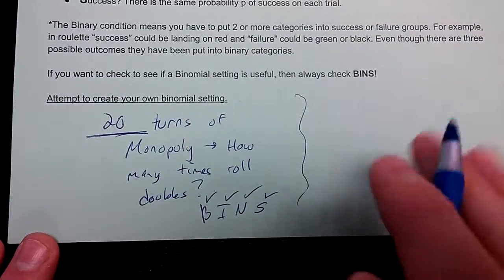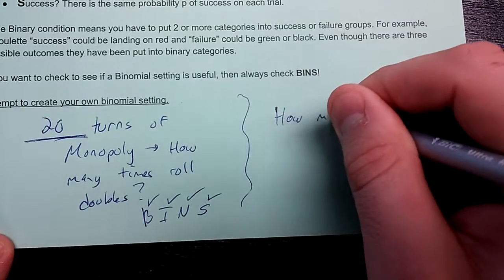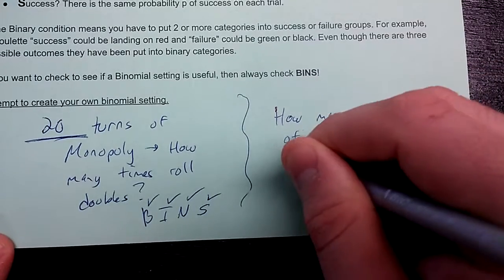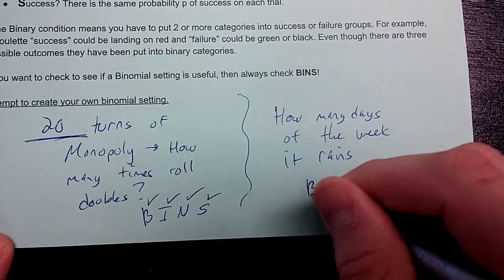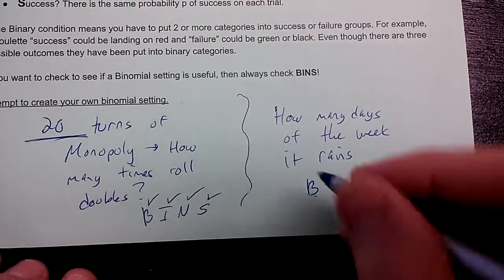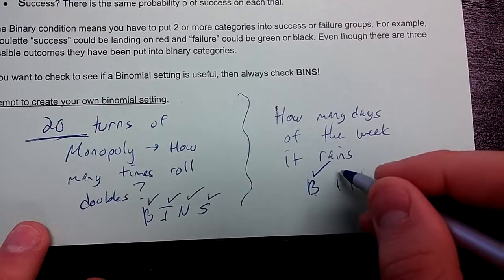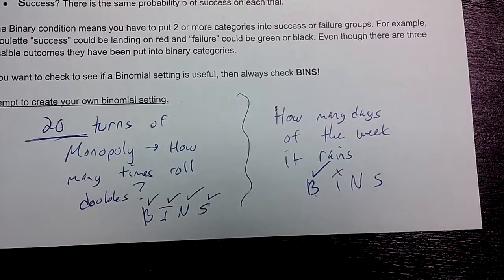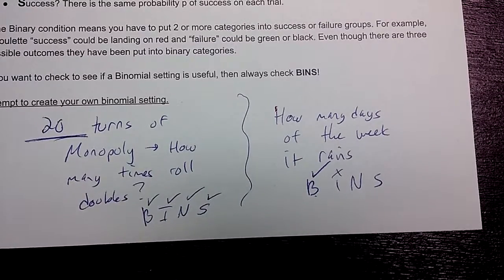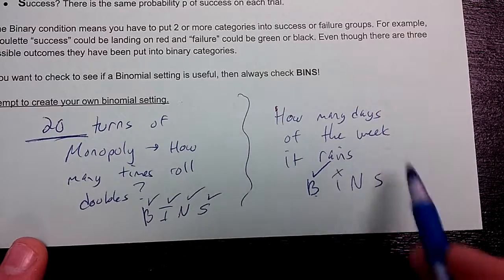What wouldn't be a binomial setting would be how many days of the week it rains. So checking BINS. B, the binary, success and failure. Yeah, rain, no rain. Independent, this is the issue. If you have independence, the initial conditions for each day are always the same. And if you had some kind of magical machine that controlled the atmosphere, you could put those into play. The problem is you don't. If it rains on Monday, it may change the initial conditions for Tuesday compared to the Saturday. So therefore, the trials are not independent, therefore this is not a binomial setting.